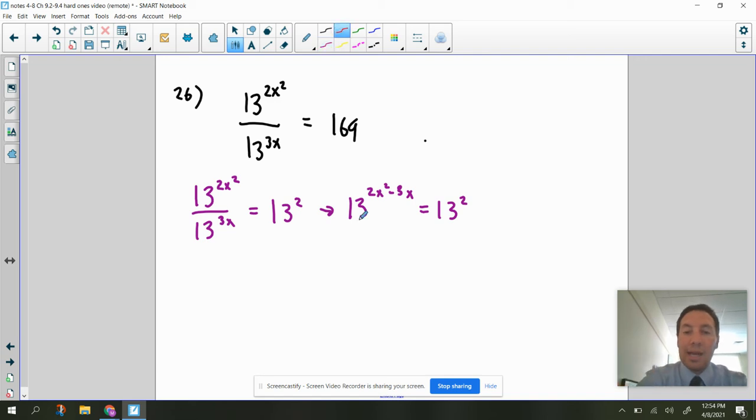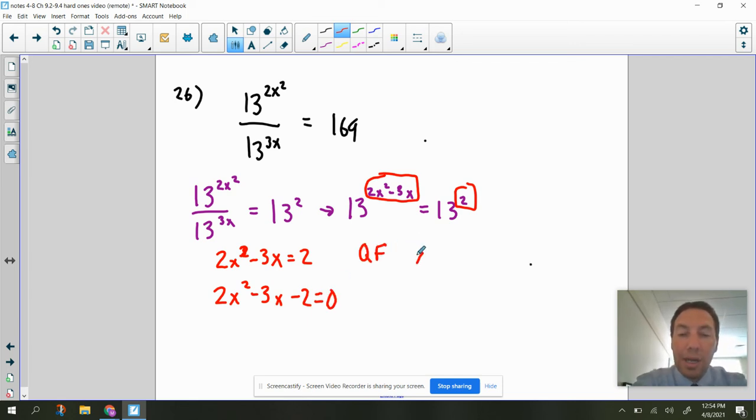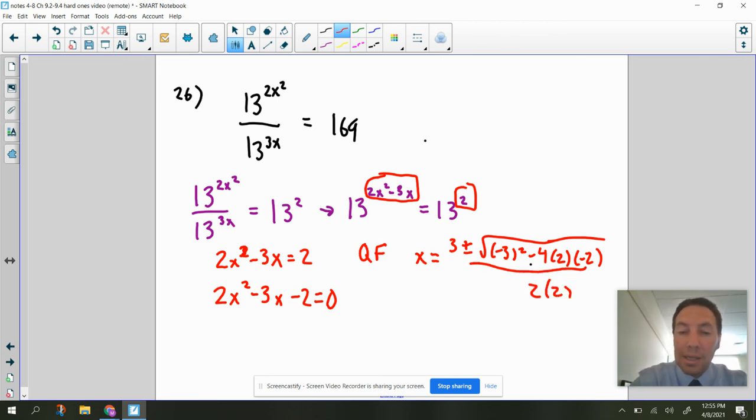And now I see that I have 13 as my base, so I'm going to set the exponent parts equal to each other. So that's going to be 2x squared minus 3x equals 2. I'm going to subtract 2 from both sides. 2x squared minus 3x minus 2 equals 0. And it is quadratic formula time. So we have x equals negative b plus or minus square root b squared minus 4ac all over 2a. All right, now we've got to clean this up.